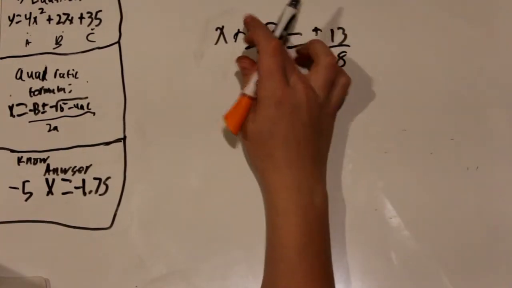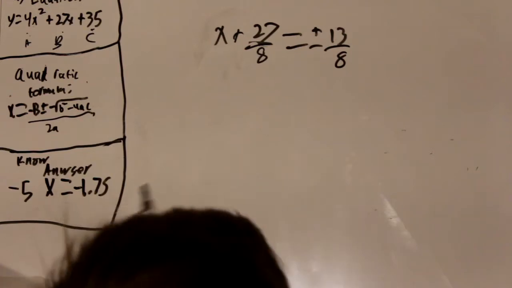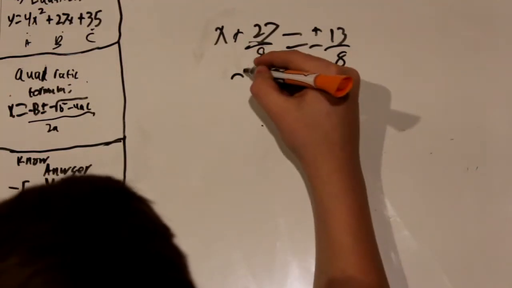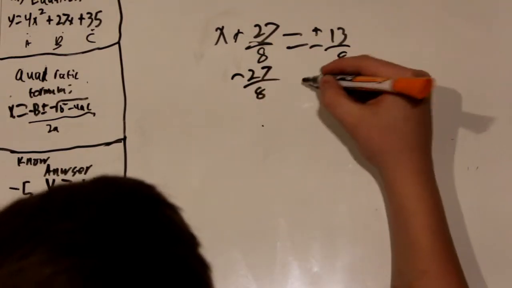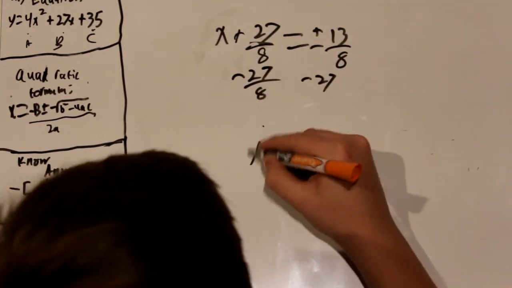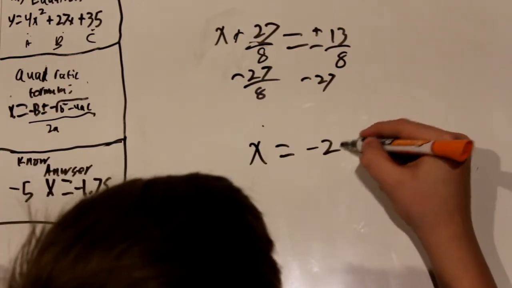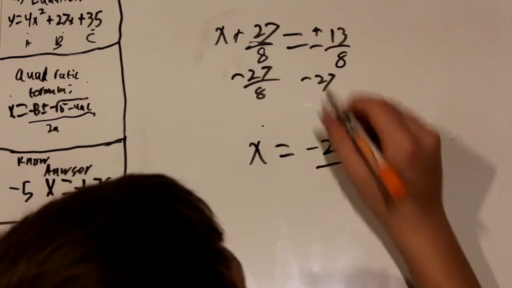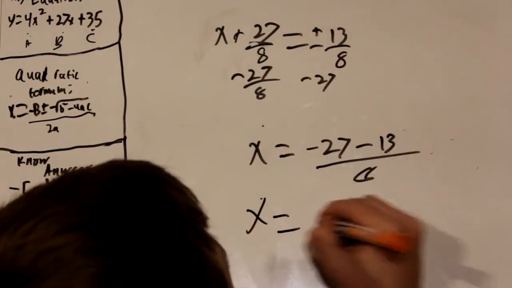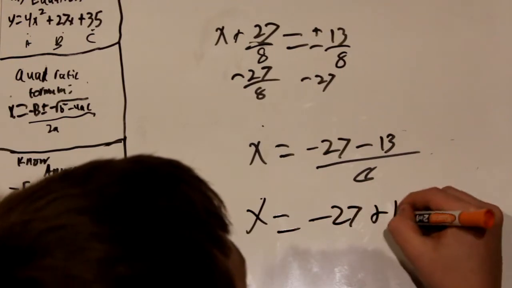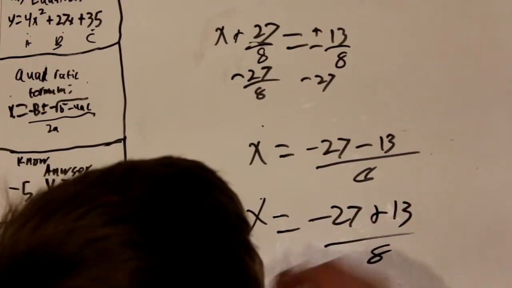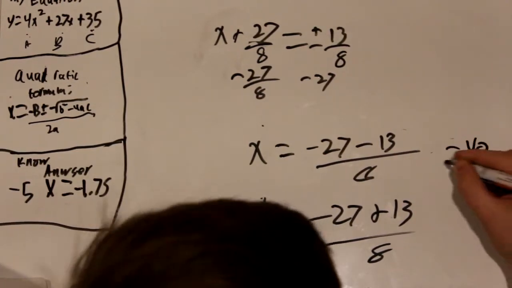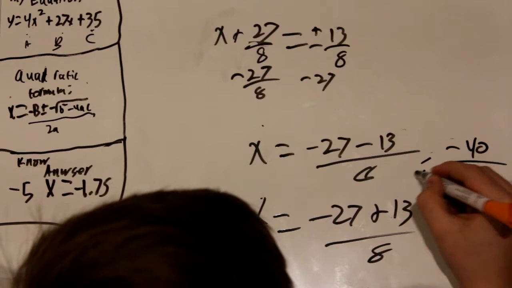Okay, so now we have x plus 27 over 8 equals plus or minus 13 over 8. Since we are moving that over, we subtract it from both sides. So now x equals negative 27 minus 13 over 8, and because of that term, again, we split it, x also equals negative 27 plus 13 over 8. Negative 27 minus 13 is negative 40, negative 40 over 8, which also equals negative 5.